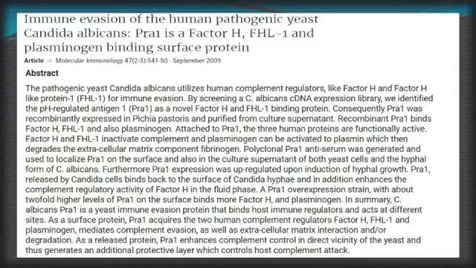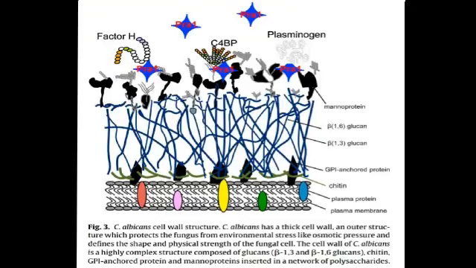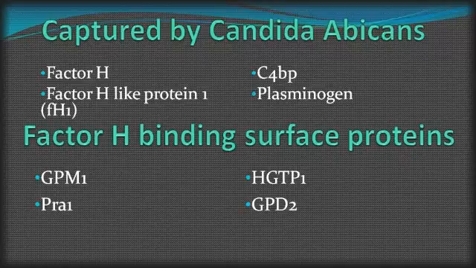And what we find with candida, there is something called PRA1, which binds to factor H and factor H-like protein 1 for immune evasion. This 2013 paper is an exceptional summary of the research on candida. And they also have this really great drawing of candida. Factor H-like protein 1, C4BP, and plasminogen are all captured by candida, allowing candida to control and evade complement attack.